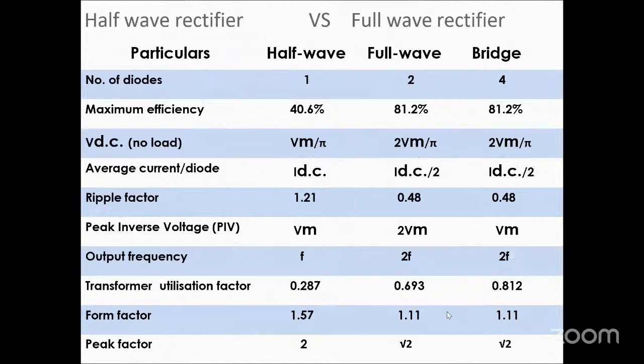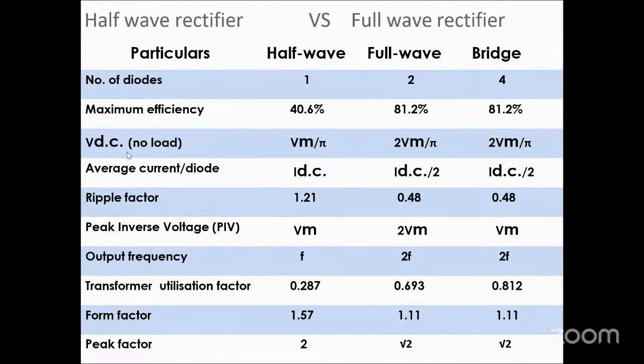See here, half wave, full wave, bridge wave. How many diodes are needed here? Half wave 1, full wave 2, bridge 4. Efficiency: half wave 40.6, full wave 81.6, bridge 81.2.